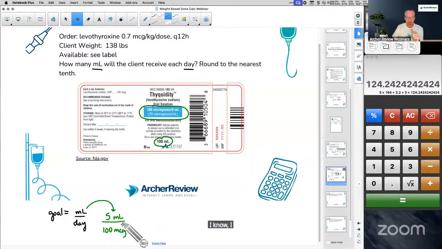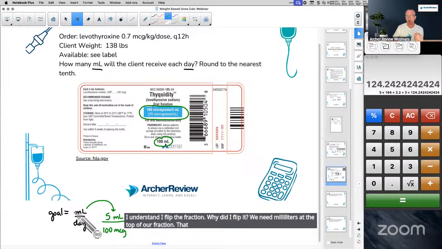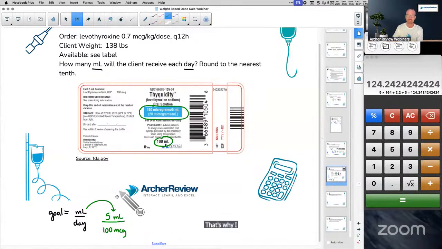I flipped the fraction. Why did I flip it? We need milliliters at the top of our fraction. That is our goal. Our goal must have milliliters at the top. That's why I wrote the 5 mLs at the top. I put the 100 micrograms at the bottom.